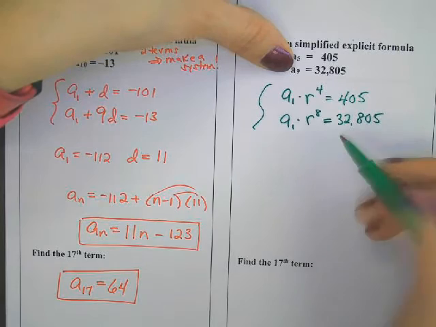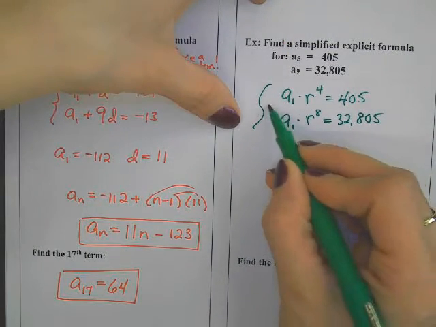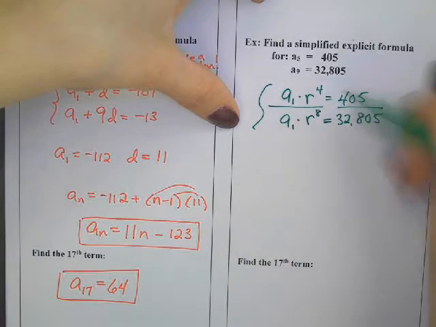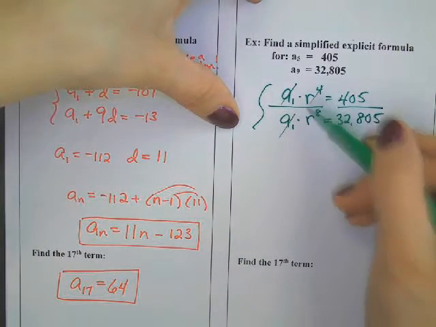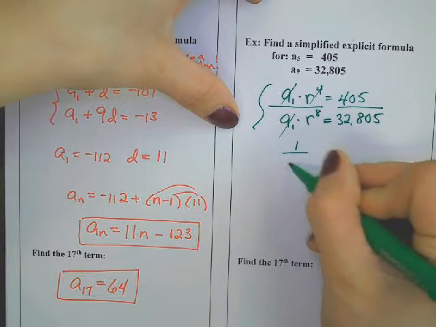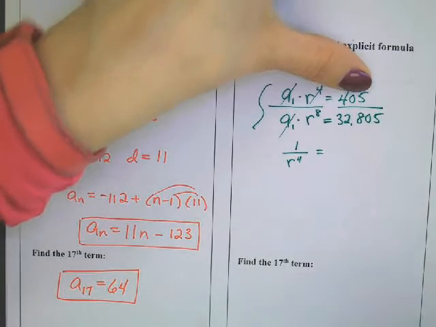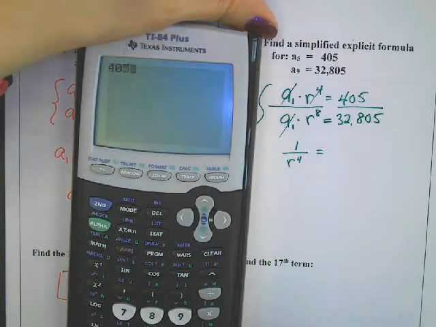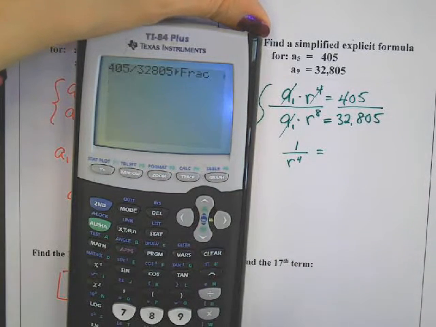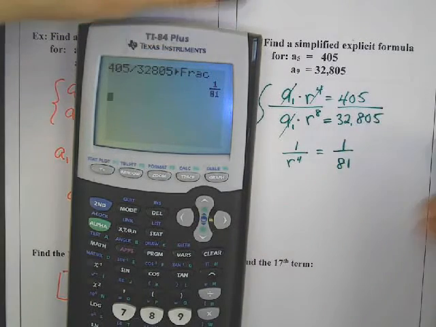How do you solve a geometric system? You can't use the program and you can't use elimination. So what you do is you divide the two of them. You make ratios. Make two ratios. Everything's going to cancel, and so we're going to get 1 over r to the 4th. Over here, you can cancel by hand, or remember, your calculator can cancel for you. 405 divided by 32805, math fraction, reduces, oh, that's nice, to 1 over 81.